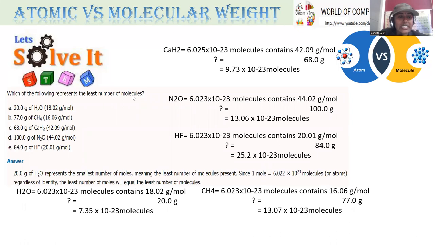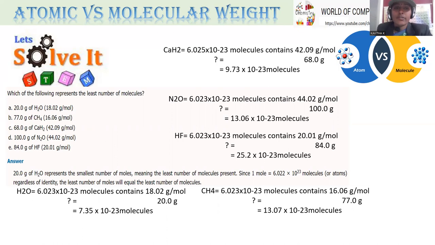Now, which of the following represents the least number of molecules? We have to go with the calculation for all the compounds so that we can find where the least number of molecules are there. If you go with the calculation for one, it will be very clear to us. The compounds provided are water, methane, calcium hydride, nitrous oxide, hydrofluoric acid. Let us go with water first. 6.023 into 10 to the power 23 molecules contains 18.02 grams of water. Then 20 grams of water, how many molecules will be there? We have to calculate the number of molecules. So 18 grams is one mole, 20 grams, how many molecules? 20 into 6.023 into 10 to the power 23 by 18, it will be 7.35.